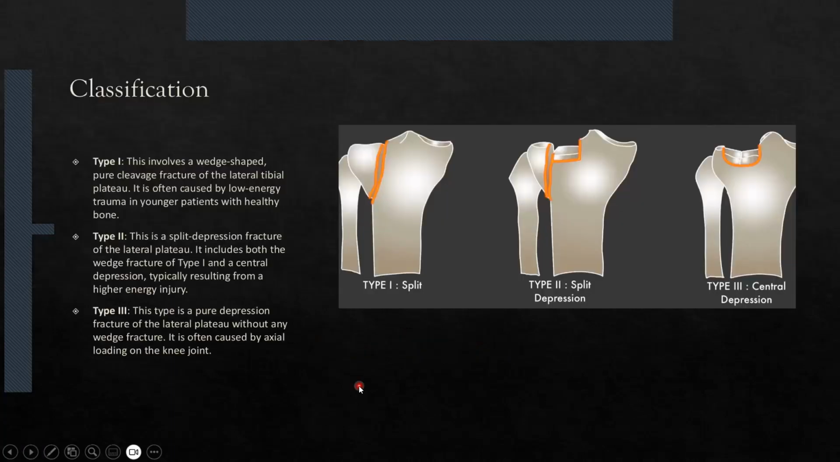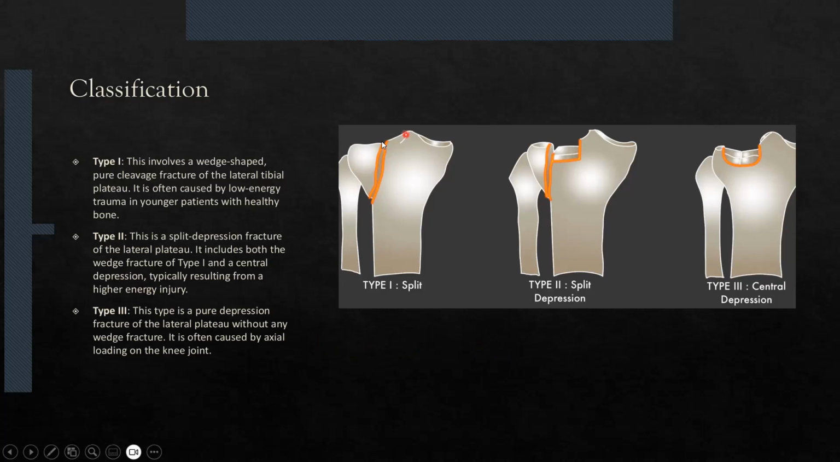So this is the classification of tibial plateau fractures. It's classified from 1 to 6. Generally, the lower the grade, the easier it is to sort out, the shorter the recovery time, and the fewer complications associated with it. And the higher the grade, of course, the more severe it is, and the more difficult it is to treat.